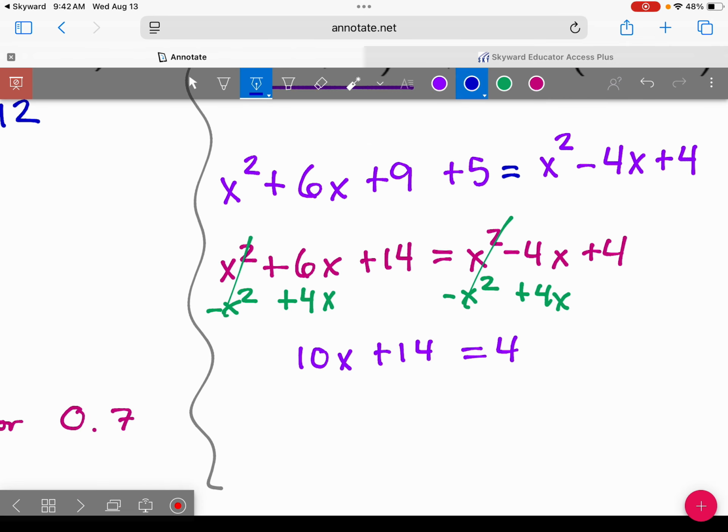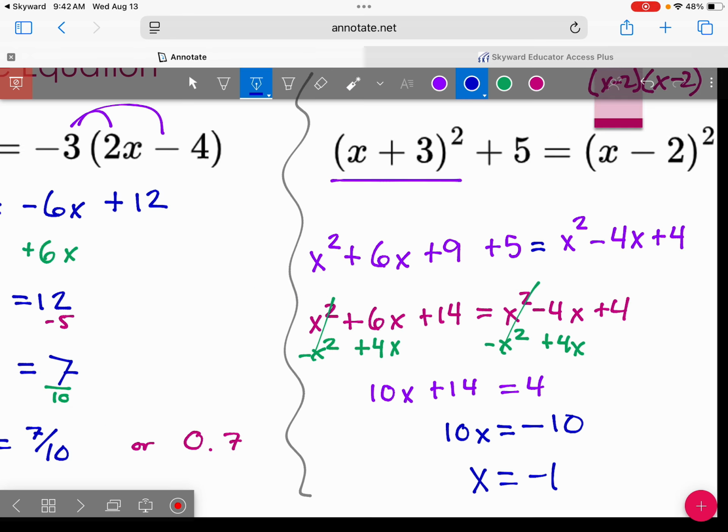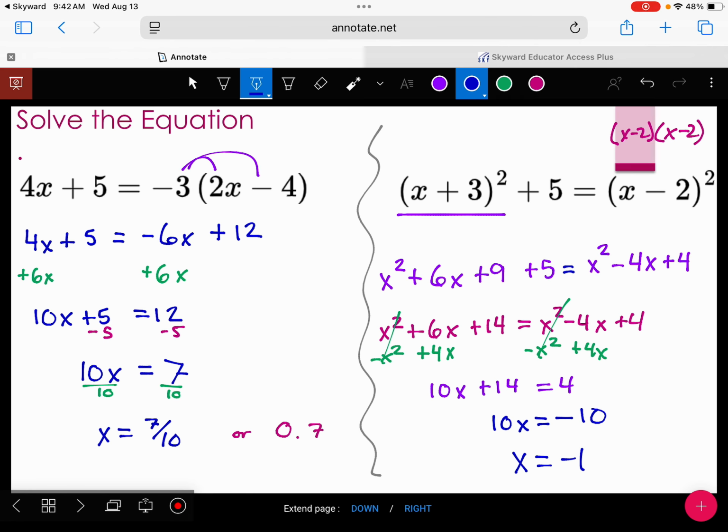So then what do we do? Subtract the 14. We get 10x equals negative 10. So what does x equal? Negative 1. And again, you do not have to write it in this many steps. If you do 3 or 4 things in one step, that's totally okay. As long as you can tell what's happening and I can tell what's happening, we're good. You do not have to take any specific number of steps. Just make it clear what's happening.